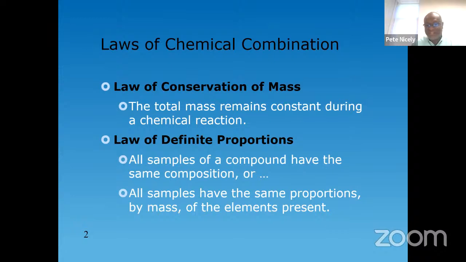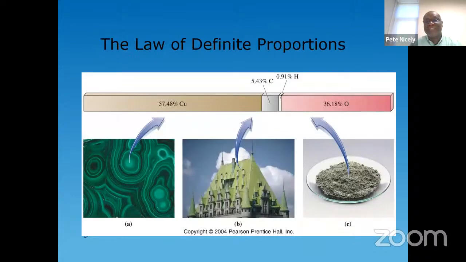Okay, I have the wrong thing here. So this compound, and I'll be honest with you, I don't remember the name of this compound. I think it's copper hydrogen carbonate. In any case, this compound has 57.48% copper, 5.43% carbon, 0.91% hydrogen, and 36.18% oxygen, right? And that is true for that substance, regardless of where you get that substance from, right? So for any pure substance, the proportion mass-wise, percentage-wise by mass, would be the same.